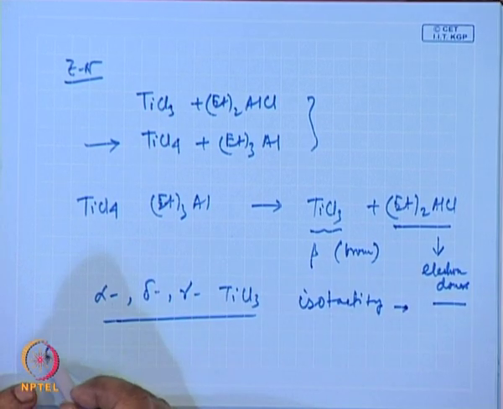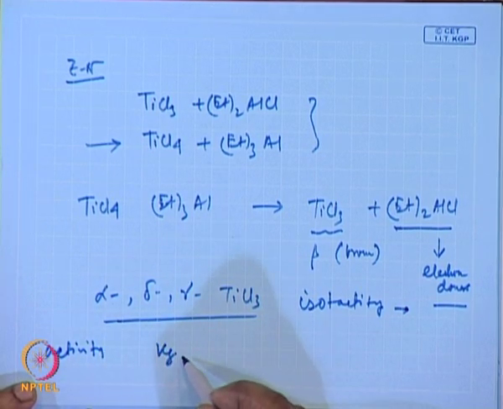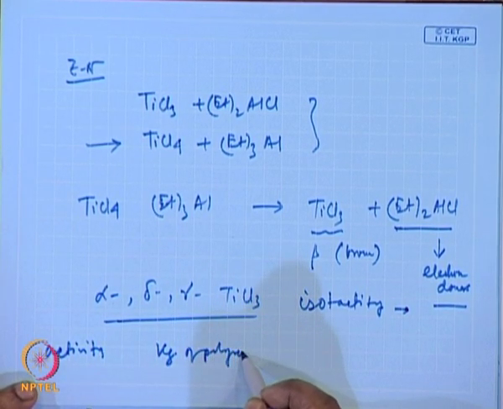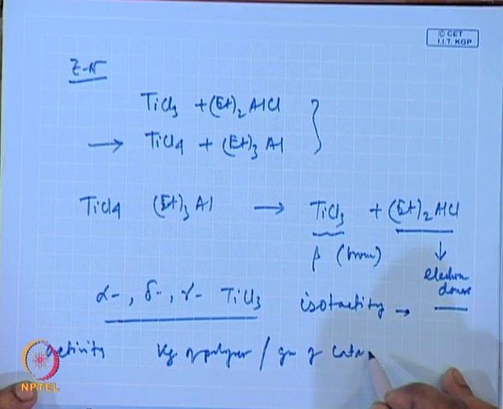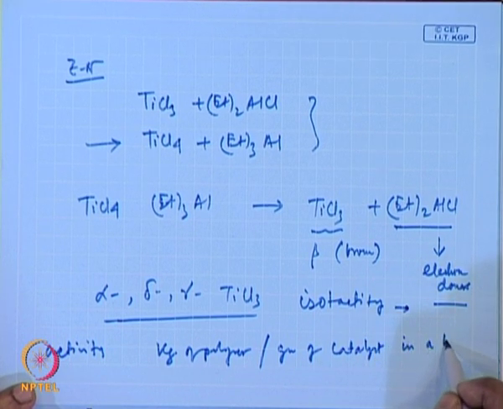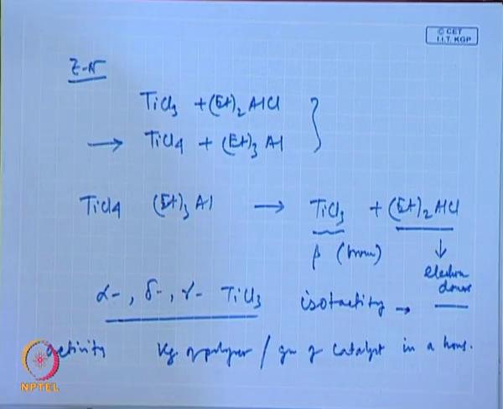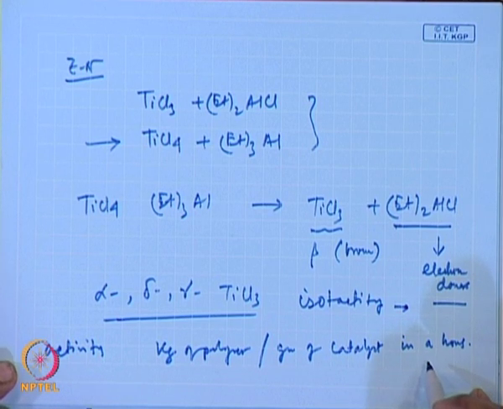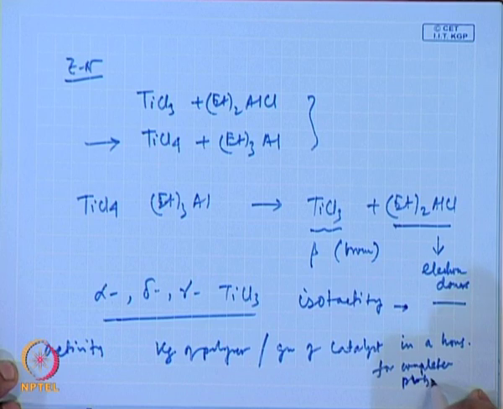Typically, the activity of the catalyst is measured as kg of polymer produced per gram of catalyst in an hour, or for complete polymerization.